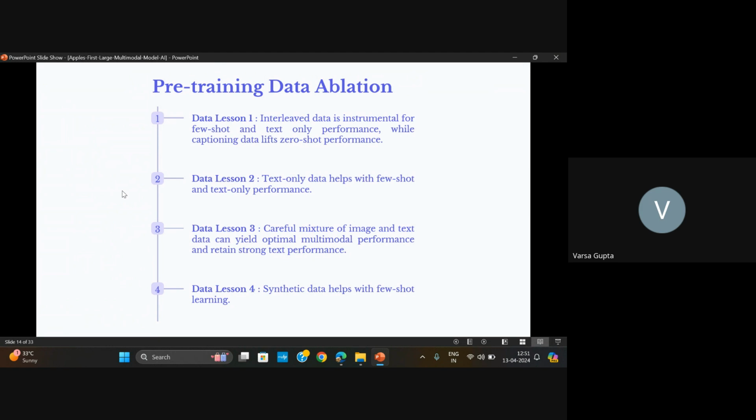The second lesson is text only data helps with few shot and text only performance. Text only data, we know, uses only the text. So this helps with few shot and text only performance. Lesson 3 is that a careful mixture of image and text can yield optimal model performance and retain a strong text performance. And the fourth is that synthetic data helps with few shot learning.